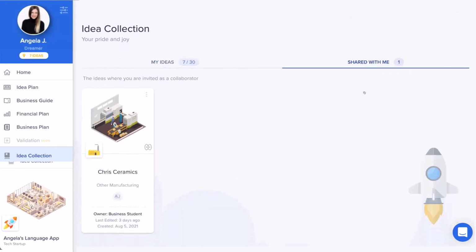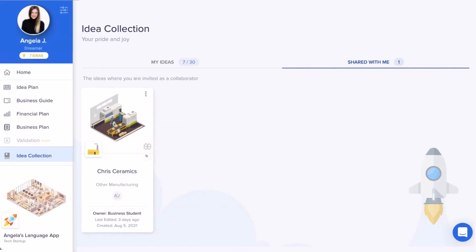Now let's look at the shared with me section. In my case, I have one person who has shared with me their idea. See these little eyes here? It looks like I'm a guest, so I could go in and I can view their work and I can look at it so later we can talk about it together.